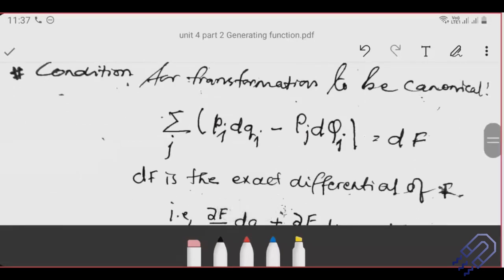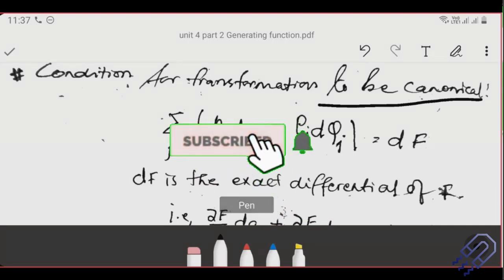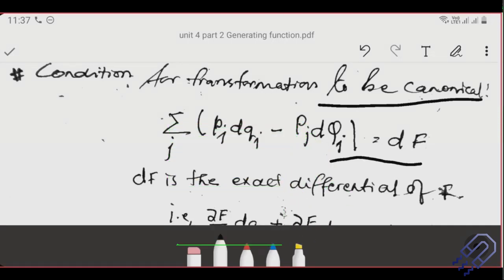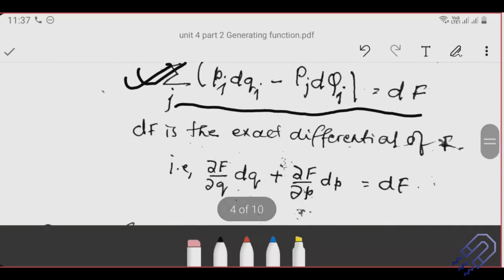So, the condition for a transformation to be canonical. Now the question is, will this transformation be canonical? The condition is this. Look into this now. This is basically a form of an exact differential. So if this dF, the generating function, F, is a function of q and p, and if this equation is given by this, that means this dF is an exact differential. We can say that the transformation is canonical in nature.